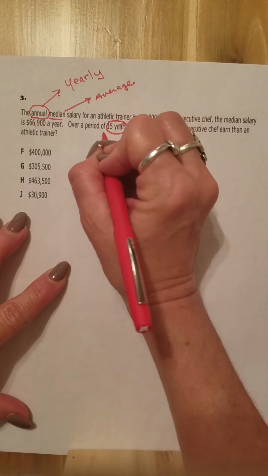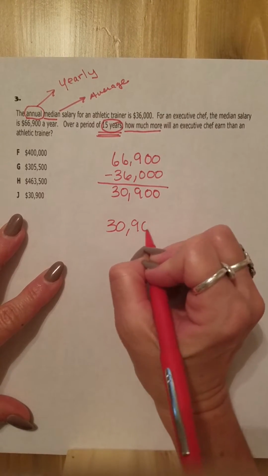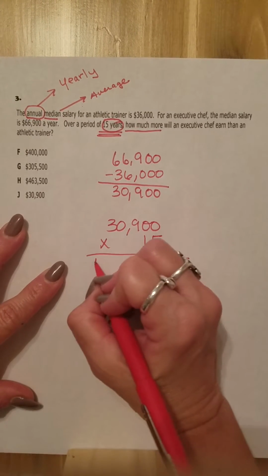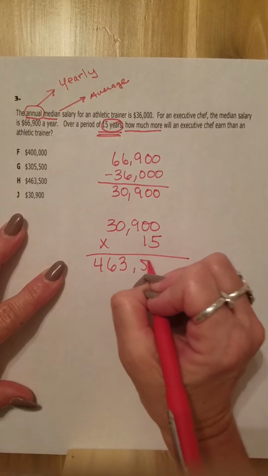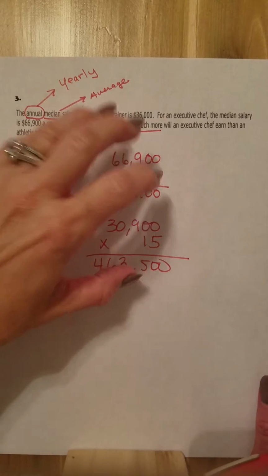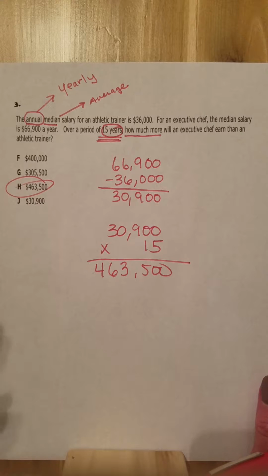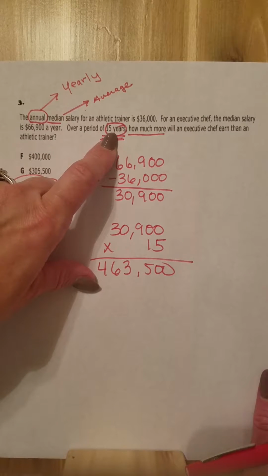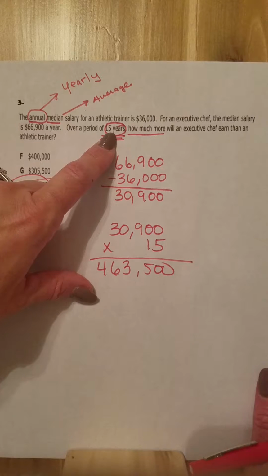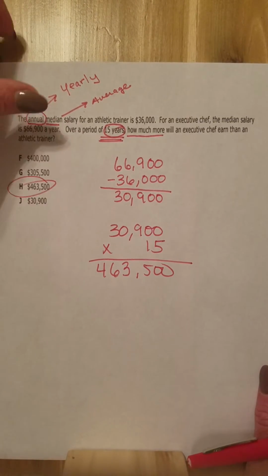But it wants to know for 15 years. So then I would take my $30,900 and multiply it by 15. And I end up with this. Okay, so basically that's the gist of this, guys. Whenever you see something like this, you're going to have to subtract and find the difference and then see how many years they want you to apply to it. Sometimes it's 15, sometimes it's 10, it could be 20. We don't know, but this is the gist of what you need to do, okay?